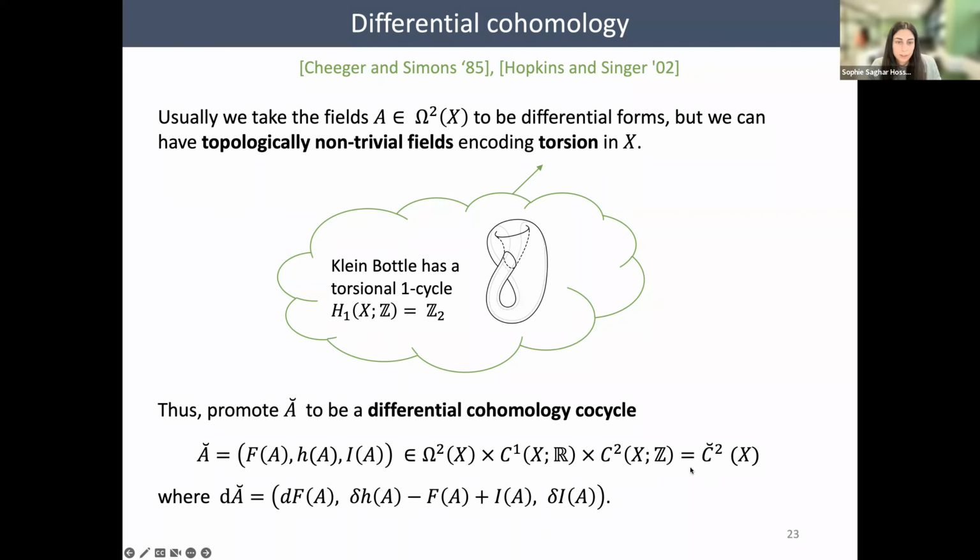And then you can define your differential cohomology group as these cycles modeled by exact cycles, which are boundaries.